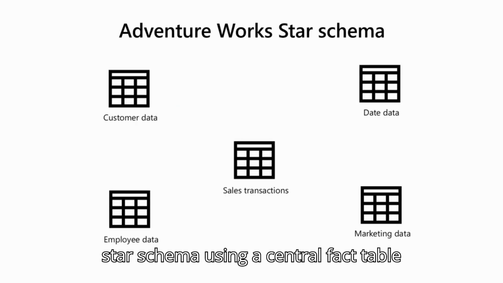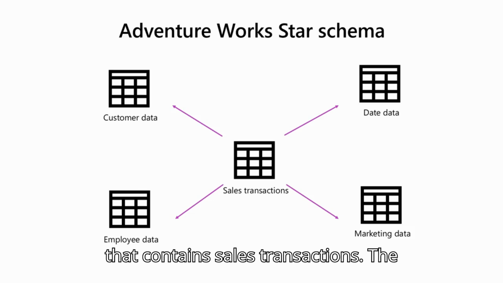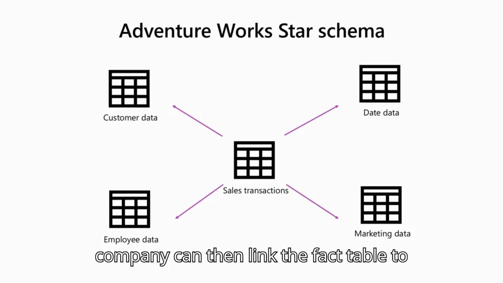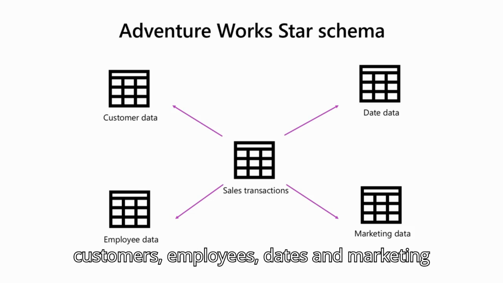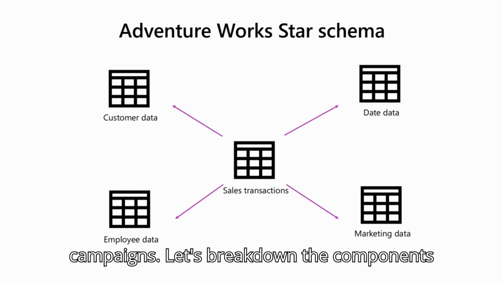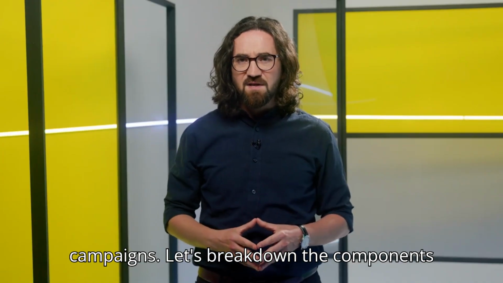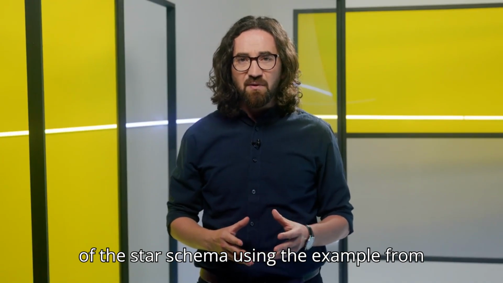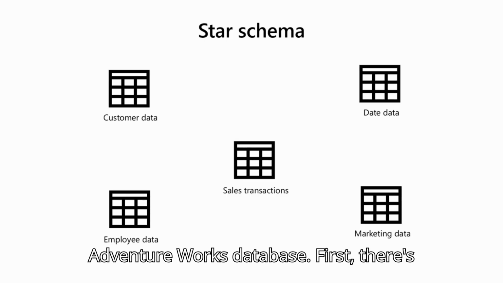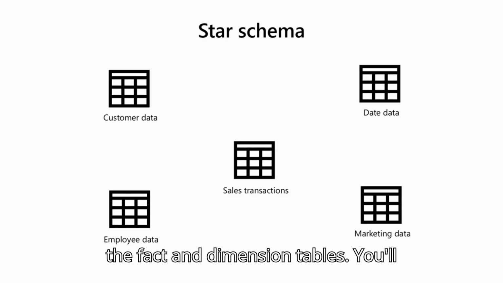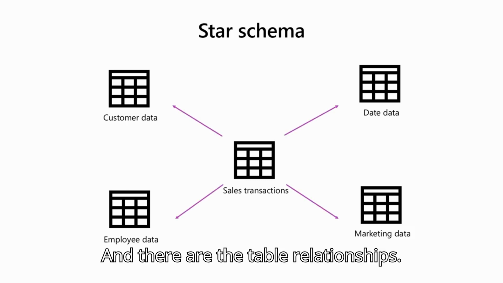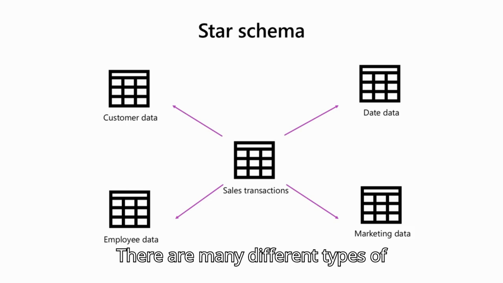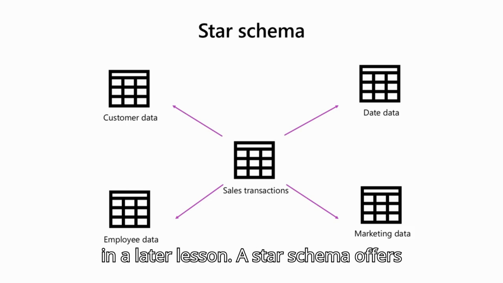AdventureWorks can build a star schema using a central fact table that contains sales transactions. The company can then link the fact table to dimension tables that contain records for customers, employees, dates, and marketing campaigns. Let's break down the components of the star schema using the example from AdventureWorks database. First, there's the fact and dimension tables. You'll explore these further in a later lesson. And there are the table relationships. There are many different types of relationships, which you'll also explore in a later lesson.